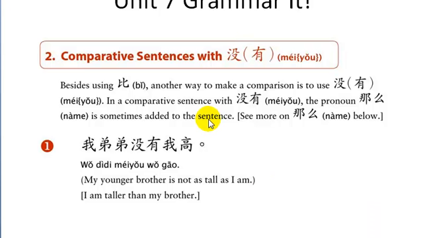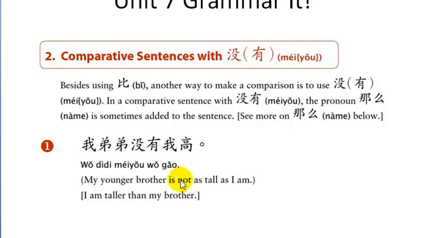Okay, like we saw, in addition to bi, there are other ways in Chinese to make comparisons, and one of them is using 没有 or just mei. And then 那么 is added to the sentence. So we have here 我弟弟没有我高. Okay, my younger brother is not as tall as I am. 我弟弟没有我高. So we're making a comparison.